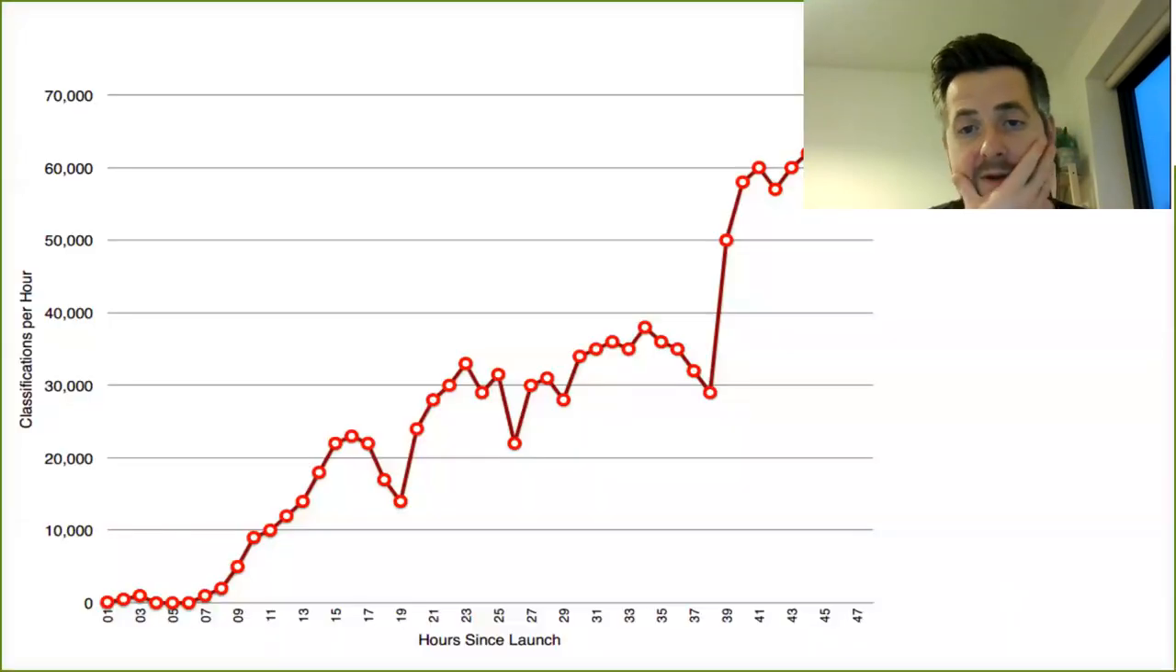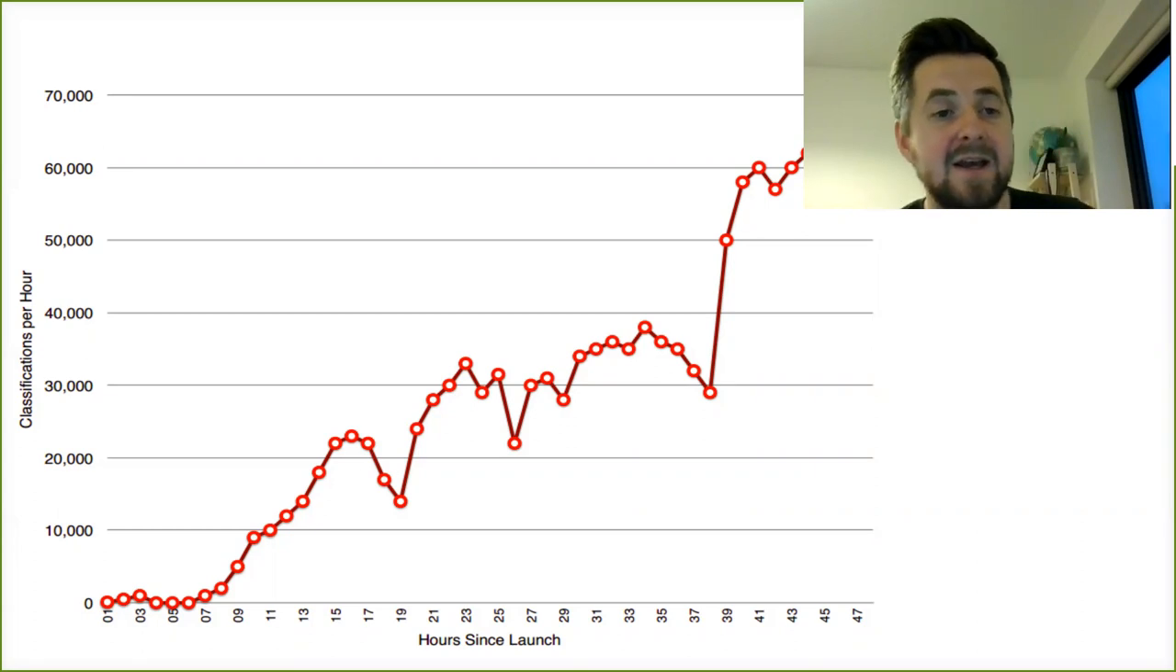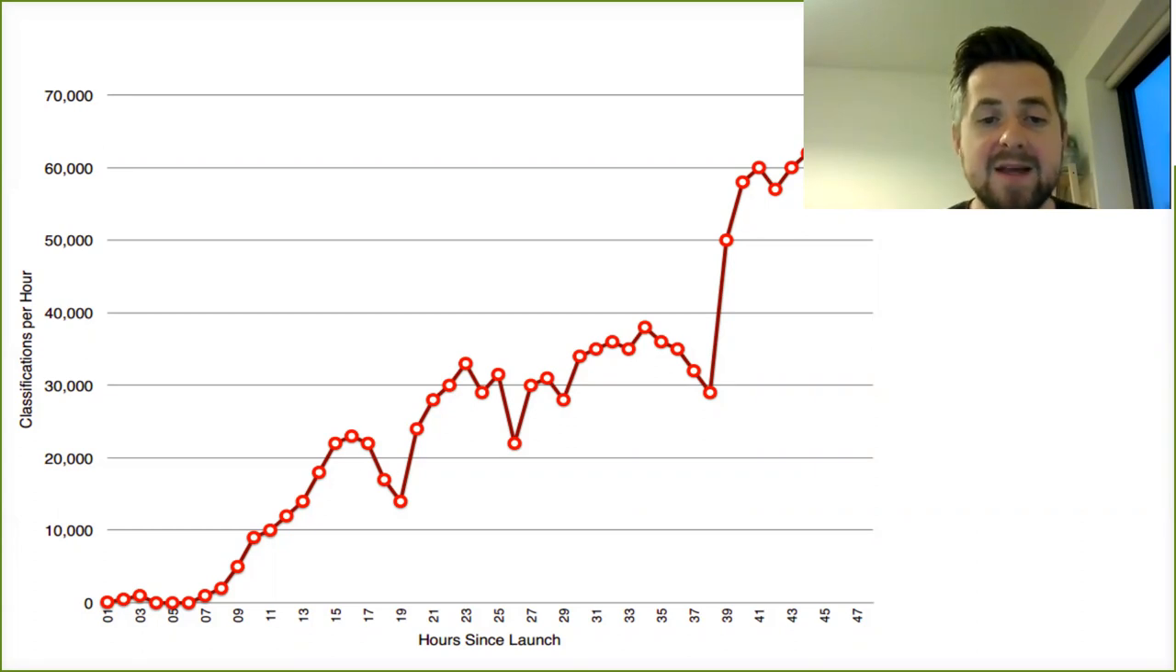What actually happened, and we can see here a plot of the first 2 days of Galaxy Zoo going live, is they got a lot more people than they thought would be interested. The first lesson they learned about online citizen science right there was just how willing and interested people are to help out and take part in science.